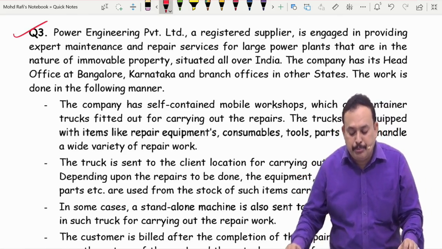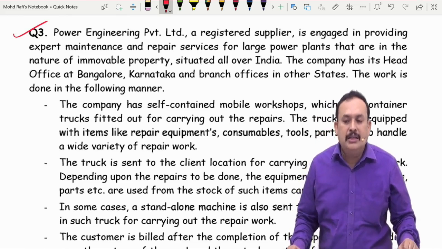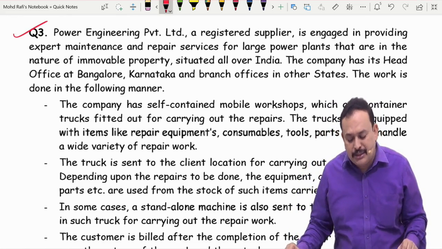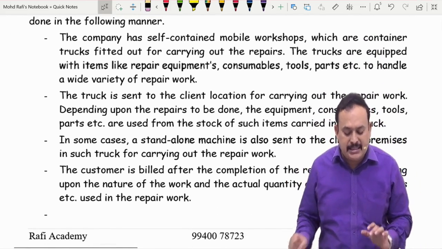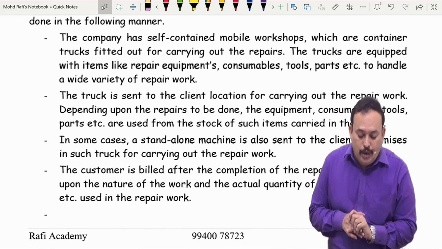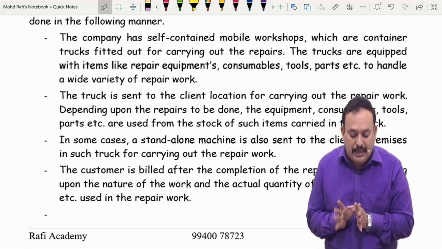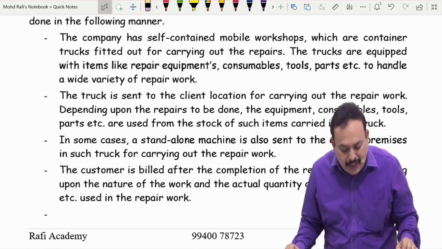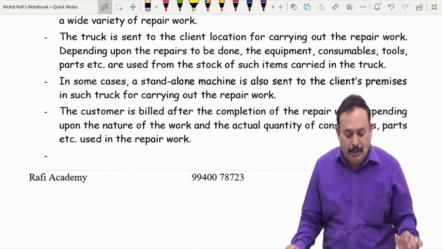large power plants that are in the nature of immovable property situated all over India. The company has its head office at Bangalore, Karnataka, and branch offices in other states. The work is done in the following manner. The company has a self-contained mobile workshop, which are container trucks fitted out for carrying out the repairs. The trucks are equipped with items like repair equipment, consumables, tools, parts, and so on to handle a wide variety of repair work. The truck is sent to the client location for carrying out the repair work.